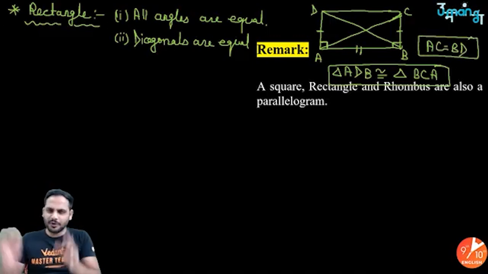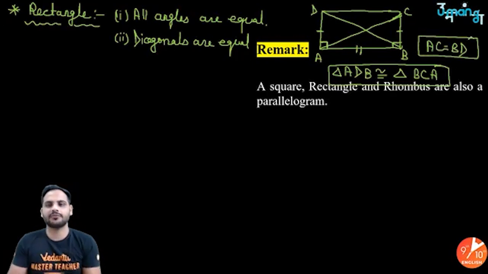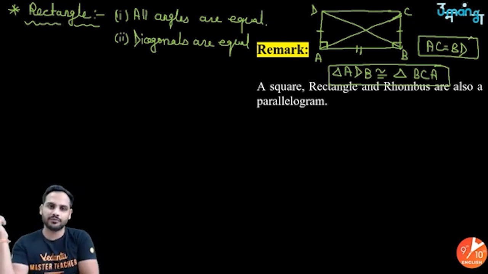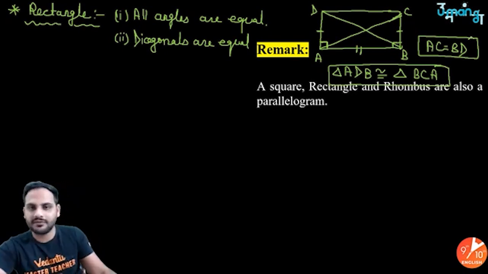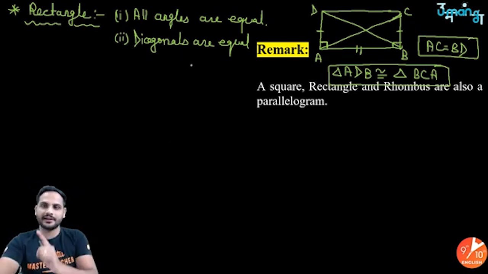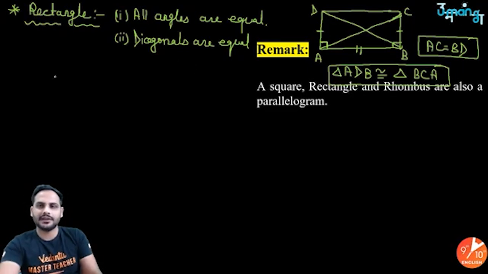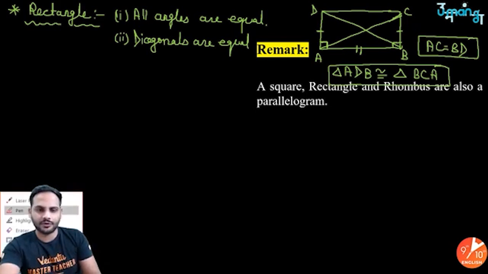The proofs of the properties are very easy. It will be very easy for you all if you understand how we go about the proof. But remember the properties, they are very important. So for a rectangle, all angles are equal and the diagonals are equal. Remember, in the rectangle, diagonals are equal. Got it? Now come to the second part, that is your rhombus.